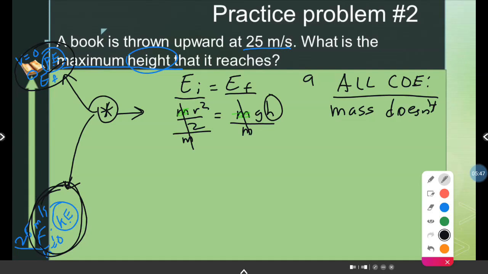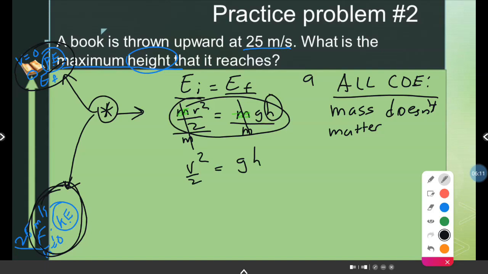doesn't matter. As long as this system is closed, as long as we don't have any friction, there's no friction happening, we can get rid of the mass, which is really, really great, because that means this equation now actually just becomes v squared over 2 equals GH. So we can plug in numbers and solve.